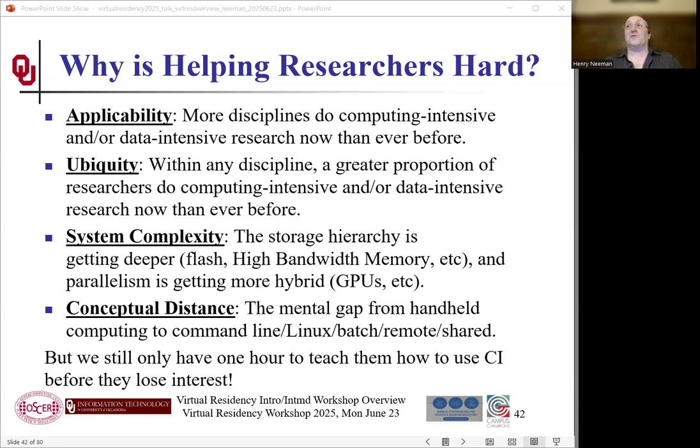And the vendors are very, very sophisticated in their understanding of how much pain we're willing to tolerate in exchange for productivity. So the two issues that govern cyber infrastructure, and in particular that govern high performance computing, are the storage hierarchy and parallelism. The storage hierarchy is getting deeper, right?